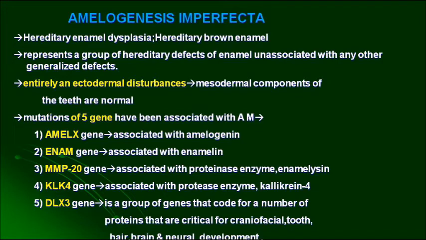So what are the 5 genes which are causing this defect? The 5 genes affected or mutated are AMELX gene, ENAM gene, MMP20, KLK4 and DLX3. So, very important MCQ: the 5 genes involved in amelogenesis imperfecta are AMELX, ENAM, MMP20, KLK4 and DLX3.